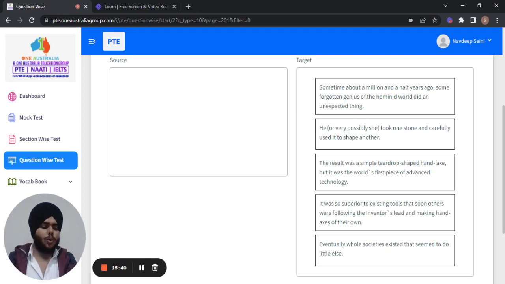Let's read the whole thing together. So, sometime about 1.5 million years ago, some forgotten genius of the hominid world did an unexpected thing. He, or very possibly she, took one stone and carefully used it to shape another. The result was a simple teardrop shaped hand axe, but it was the world's first piece of advanced technology. It was so superior to existing tools that soon others were following the inventor's lead and making hand axes of their own. Eventually, whole societies existed that seemed to do little else.